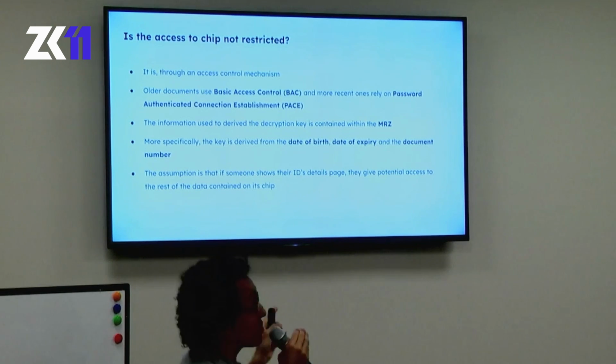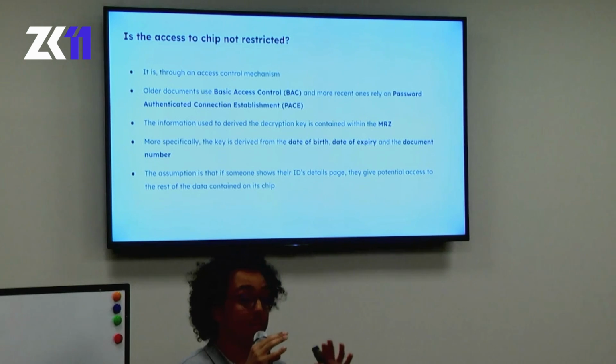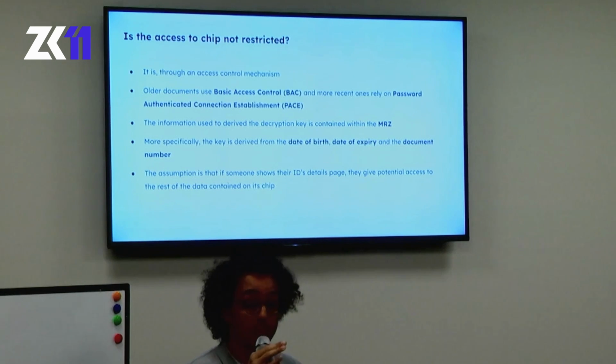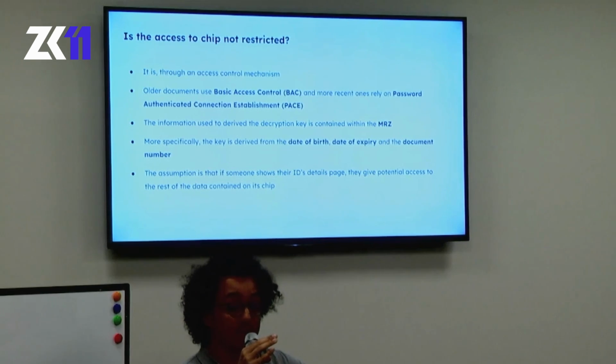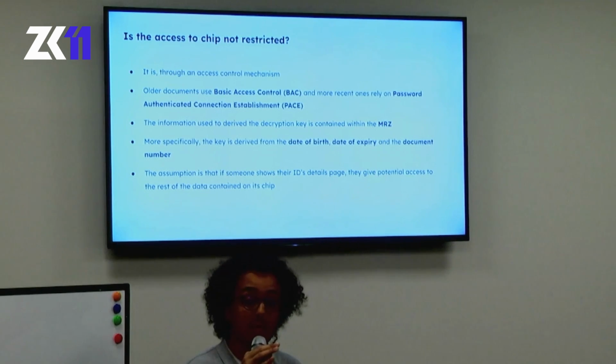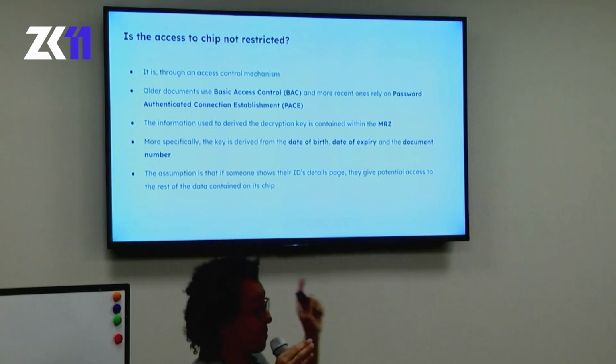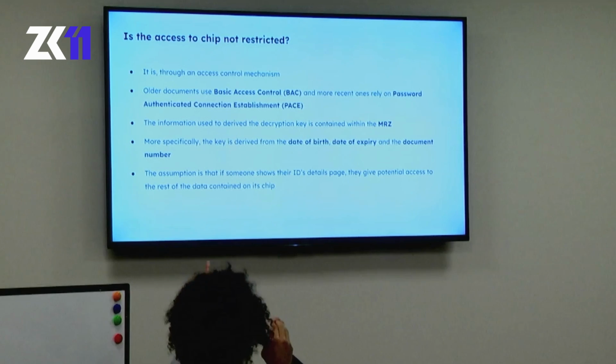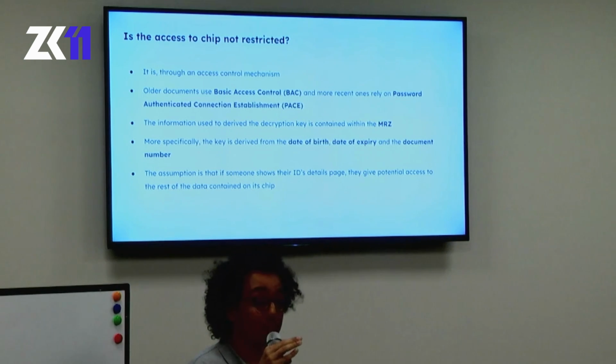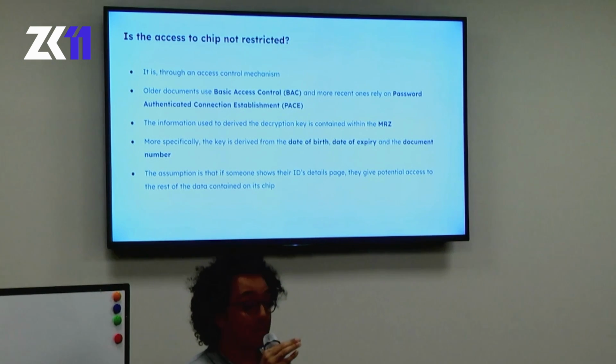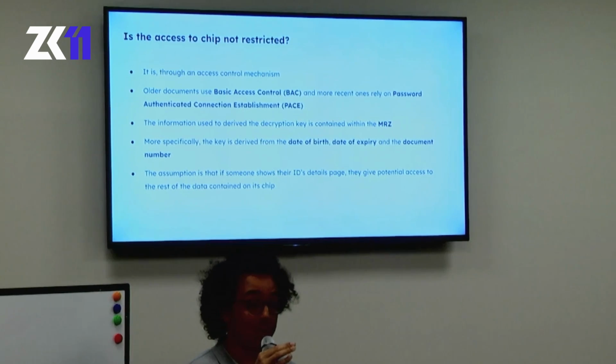The basic access control, which is the older version that's been in place for a longer time. It's present in all documents that have been issued before 2018. And it's only based on symmetric cryptography, purely symmetric cryptography. And PACE, which is password authenticated connection establishment, which also leverages symmetric cryptography with a Diffie-Hellman key exchange to generate ephemeral session keys that you can use to encrypt the data.